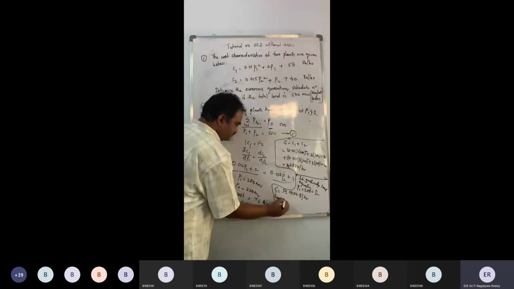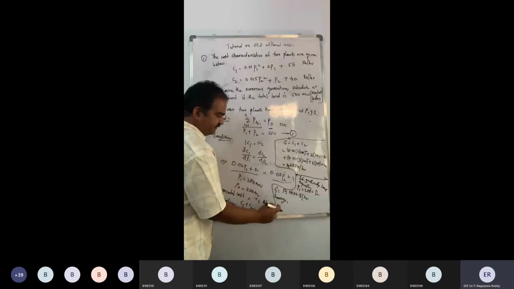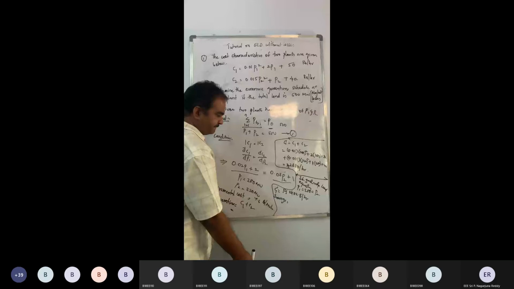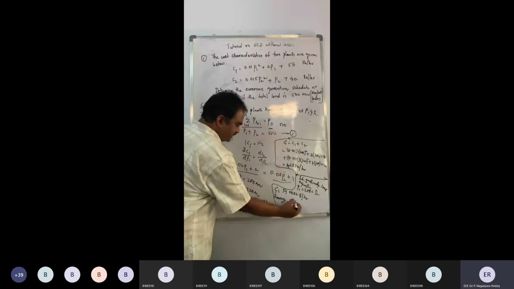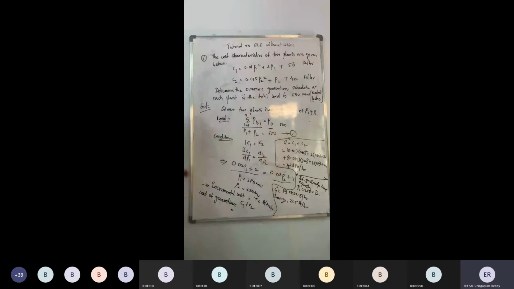So what is your savings? The savings is 2402.5 minus 2380. So what is the saving? Can anybody compute for me? It is 22.5 rupees per hour. Isn't it? 22.5 rupees per hour.